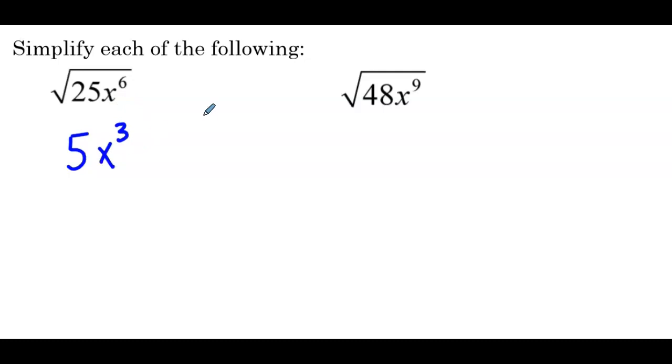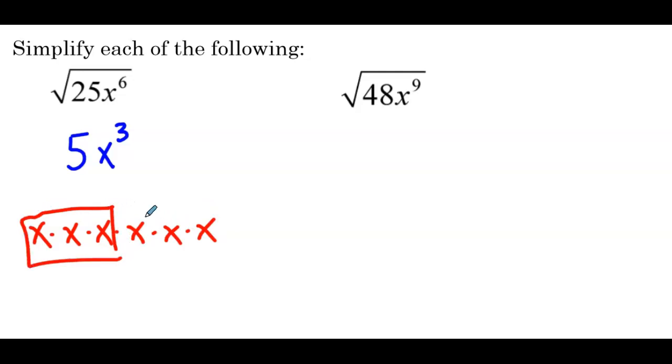Right? Again, just to write out one more time, x to the sixth would be the product of 6 x's. We'd have 3 x's times 3 x's, so that would be x cubed times x cubed. That would be the variable expression that, when multiplied by itself, gives us x to the sixth. So now we have the square root of 48 x to the ninth.